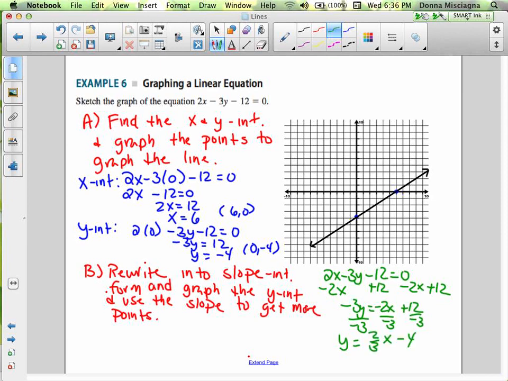So notice we would have the exact same y-intercept, right? (0, negative 4), so that's already graphed. Let's just check and see if the slope is correct. We have a slope of 2/3. That means our line is going to rise 2, and then the run will be 3. So up 2 to the right 3, and that does indeed match our line. So we could have chosen either method, rewriting it in slope-intercept form and using the slope to get more points, or just finding the x and y intercepts, graphing those and connecting them to graph the line.